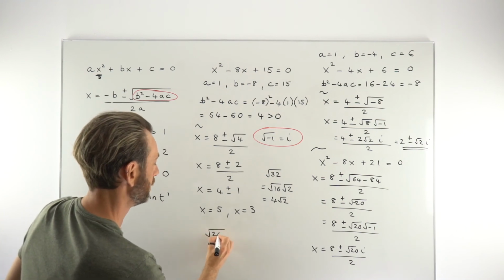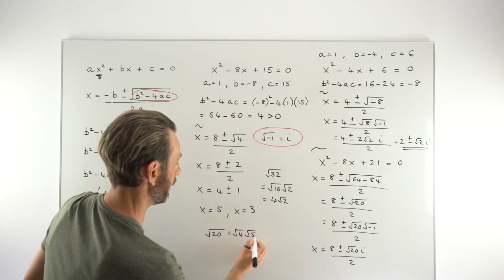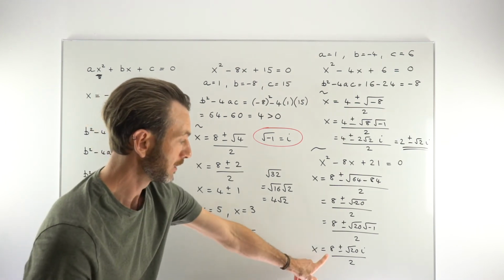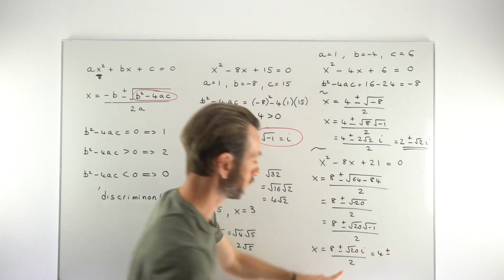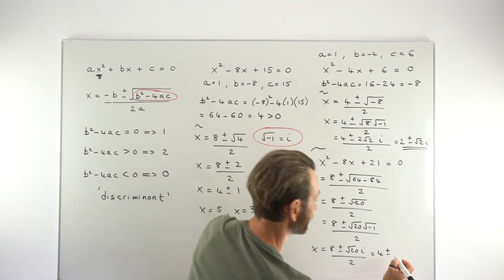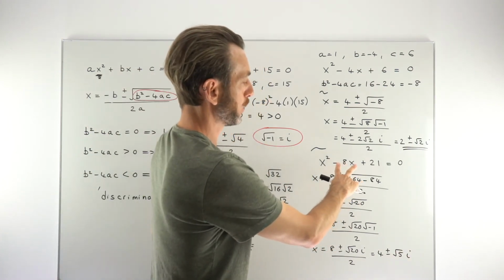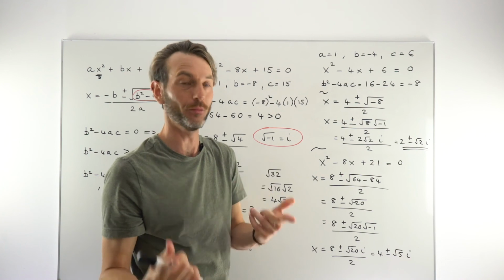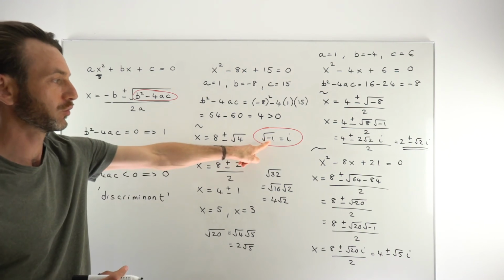Root 20, we can use radicals or surds to break down as root 4 times root 5. The square root of 4 obviously is 2, so that becomes 2 root 5. So this here is going to become 8 divided by 2, which is 4, plus or minus root 20, which is 2 root 5, divided by 2. 2 root 5 divided by 2 is just root 5, so it's going to become root 5i. So again, this one, we were not able to solve it with real number solutions, but we have been able to solve it with complex solutions, just again by introducing the imaginary unit to represent the square root of minus 1.